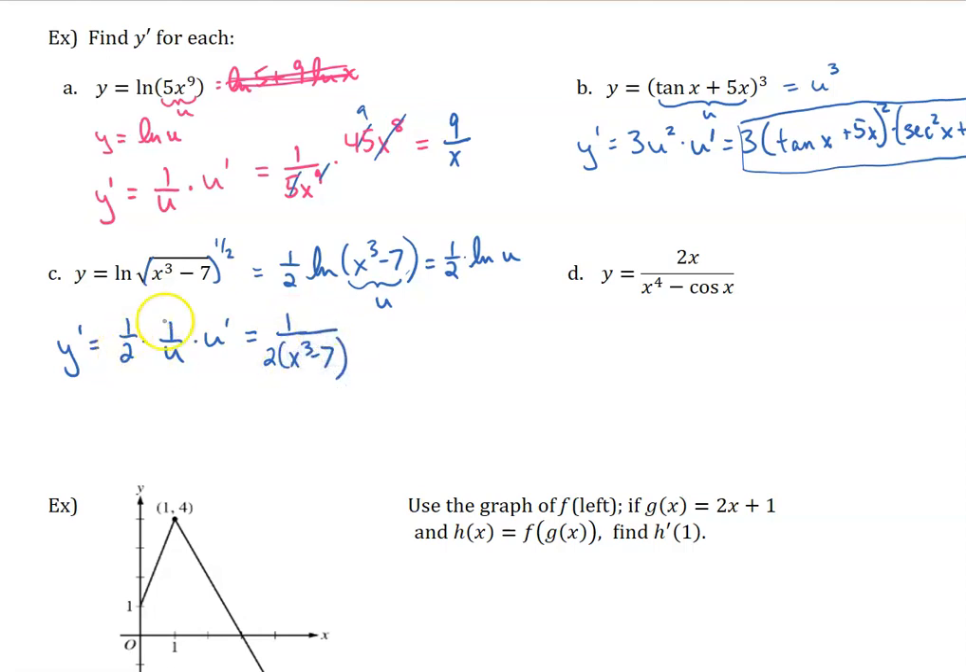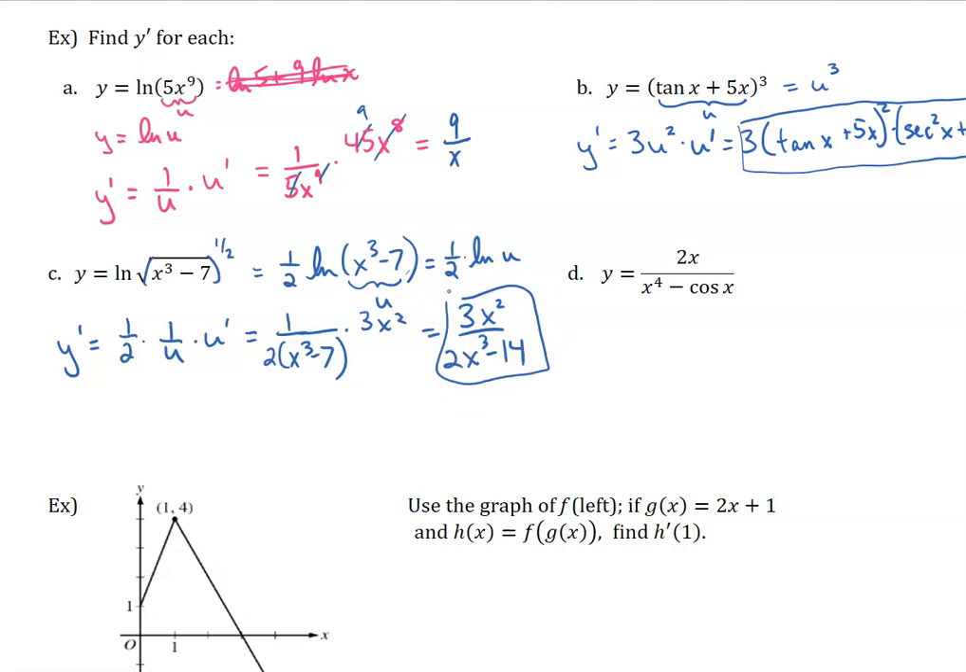So that's the 1/2 and the 1 over u, and then times u prime, which is 3x squared. Okay, 3x squared minus 0, because that's the derivative of the inside. I'm going to go ahead and move that over into the numerator. So we get 3x squared over, we can distribute this or leave it factored, it does not matter. So if you'd rather distribute and have 2x cubed minus 14, that is perfectly fine.